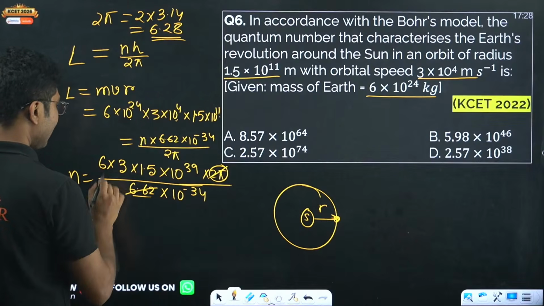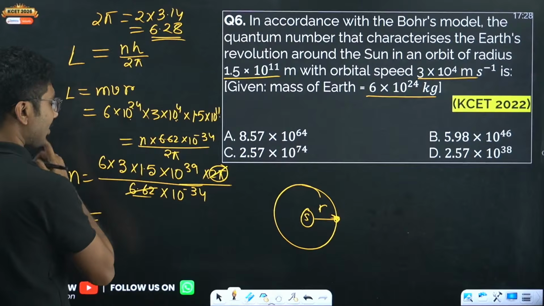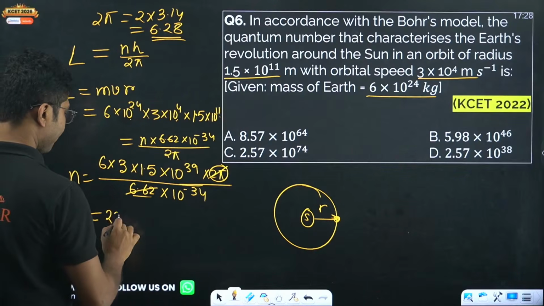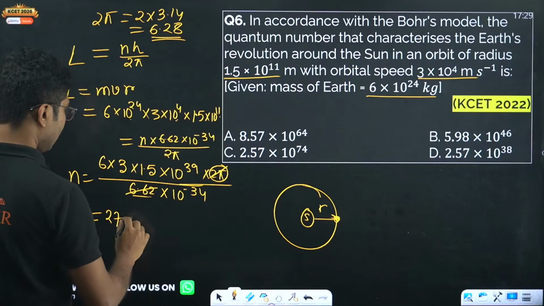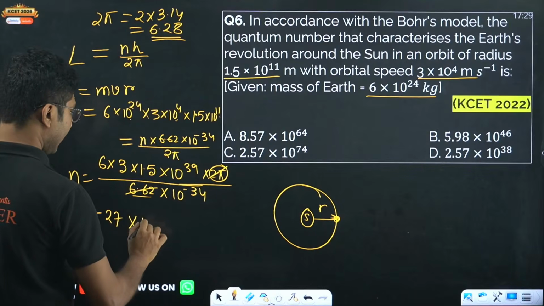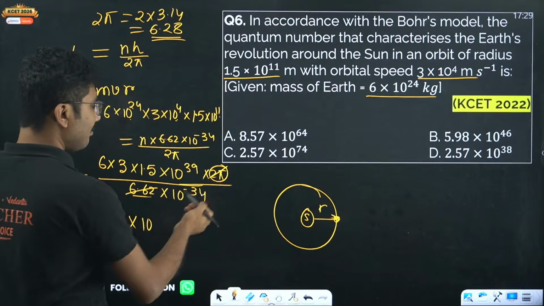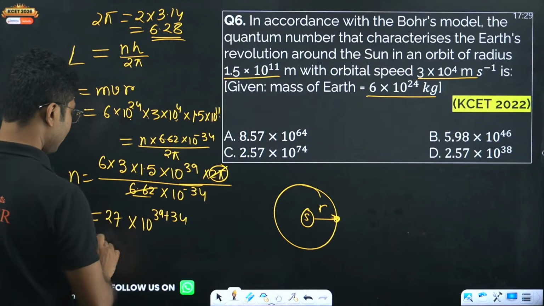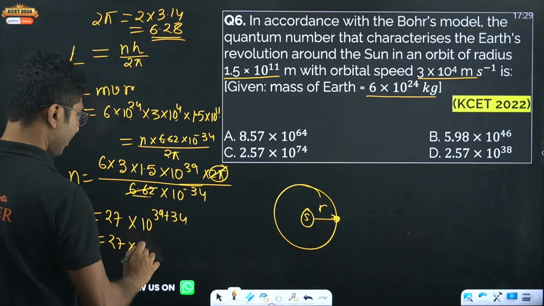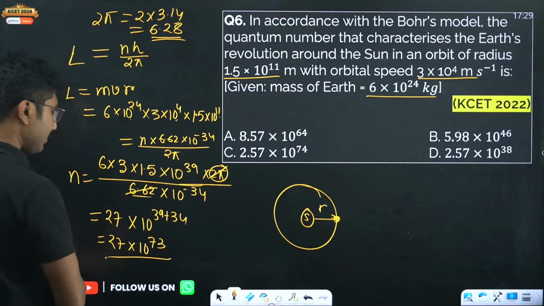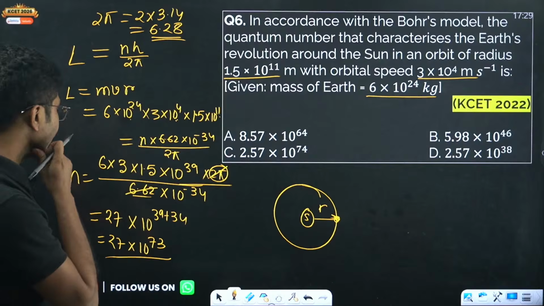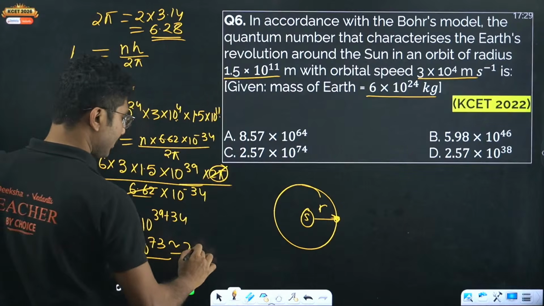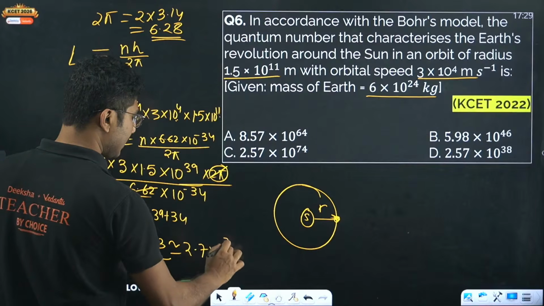Now let's see. It will be 18 and 1.5, which means 27. 27 into 10 to the power of 39 minus 34. So 39 plus 34, that will be equal to 27 into 10 to the power of 73, approximately, very close. If you take one more decimal into the calculation, it will be 2.7 into 10 to the power of 74.